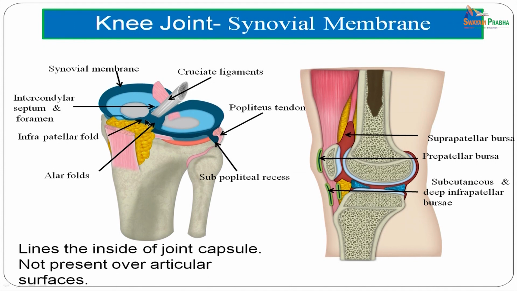Now, again, if you look closely at this picture, there is a gap between the infrapatellar fold and the anterior end of the intercondylar septum. This gap is called the intercondylar foramen.